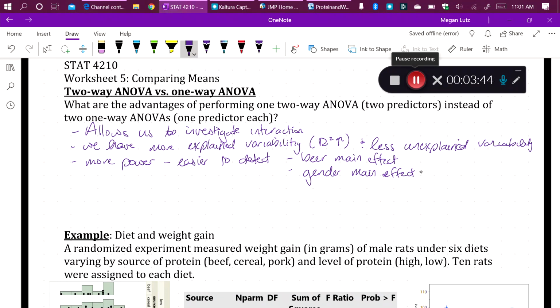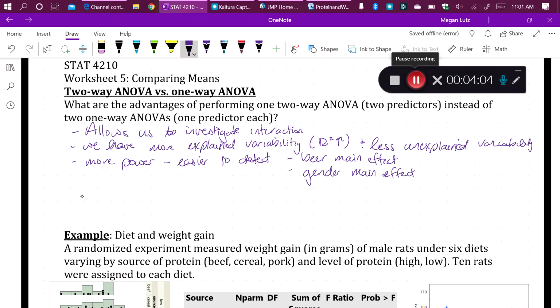And then finally, because we can look for an interaction with the two-way ANOVA that we would not be able to do with two one-way ANOVAs, we're able to even test for that interaction, so there's more power to test for that interaction.